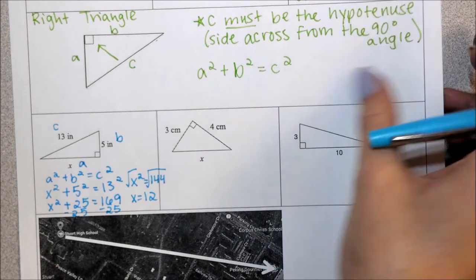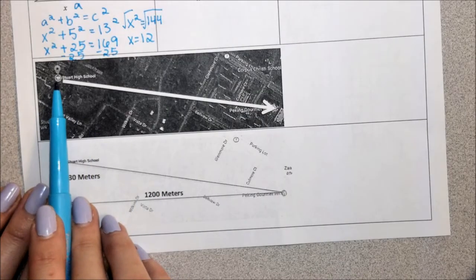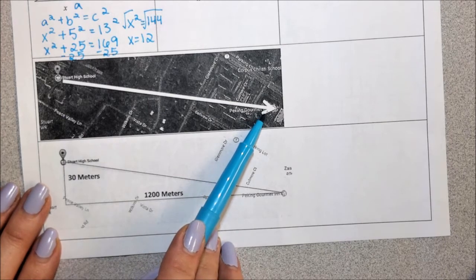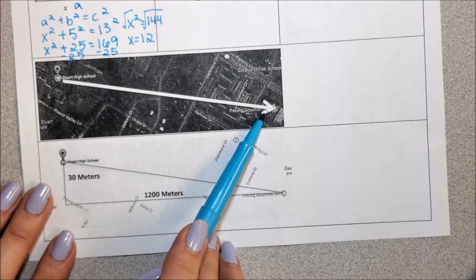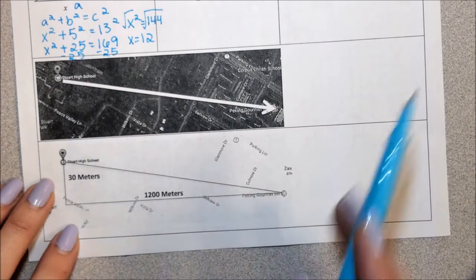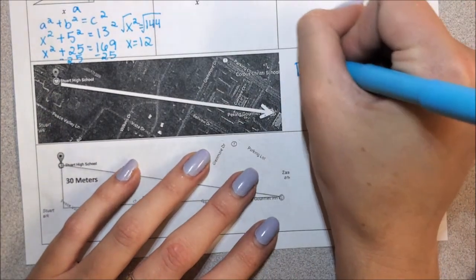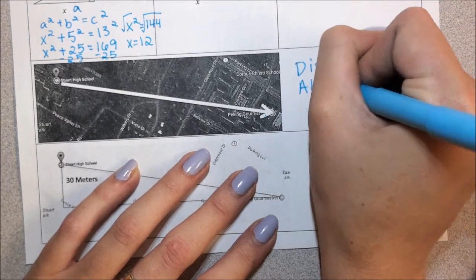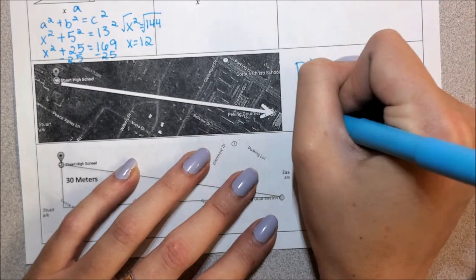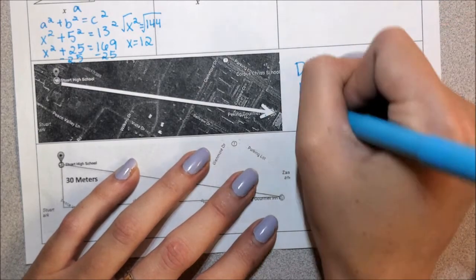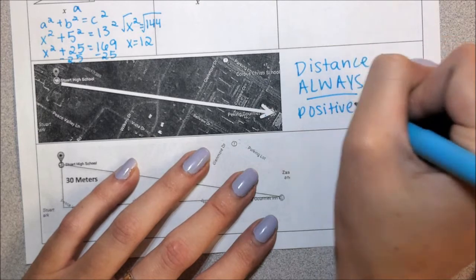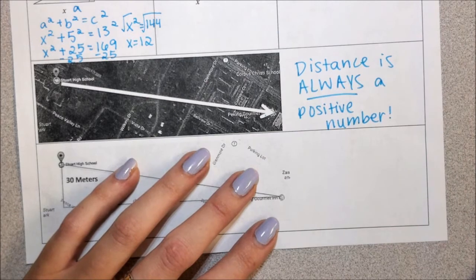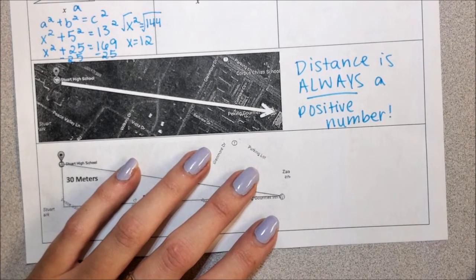We're going to look at this map down here. If we drove a car or walked along this line, we would find the distance, the length of how far it is. Maybe it's 2 miles, 3 miles, we don't know. No matter which way we go, distance is always going to be positive. So we want to write that distance is always a positive number. Because if you go from your home to Stewart, you can't go negative 5 miles. It's always going to be a positive number.